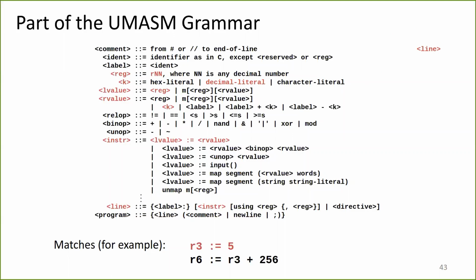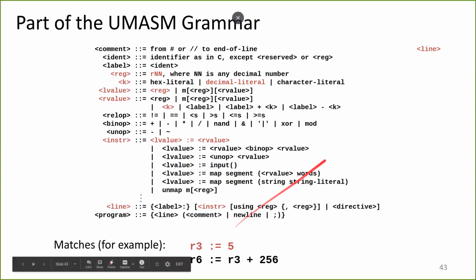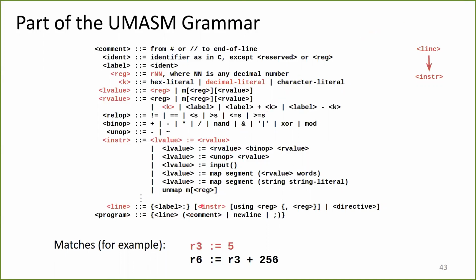So we were trying to see if this chunk of code constructs a valid line. And that line was built from an instruction, which was comprised of an L value and an R value. Notice I'm omitting the actual text that we would write here. That's what makes this abstract syntax. It's just capturing the general structure. So we built an instruction from an L value and an R value. The L value is realized as a register, which itself is an R followed by some decimal number. The R value was some literal K, which here was represented as a decimal literal instead of a character or hex.